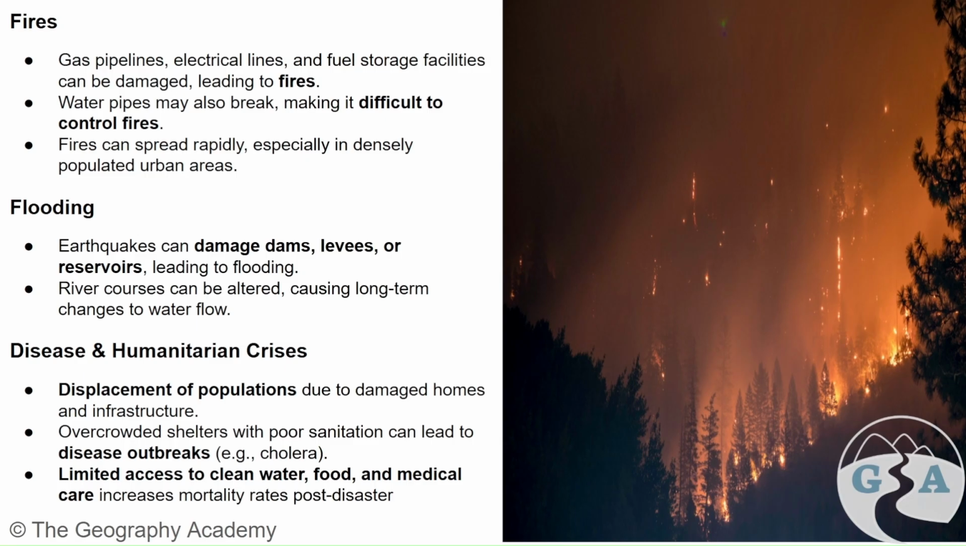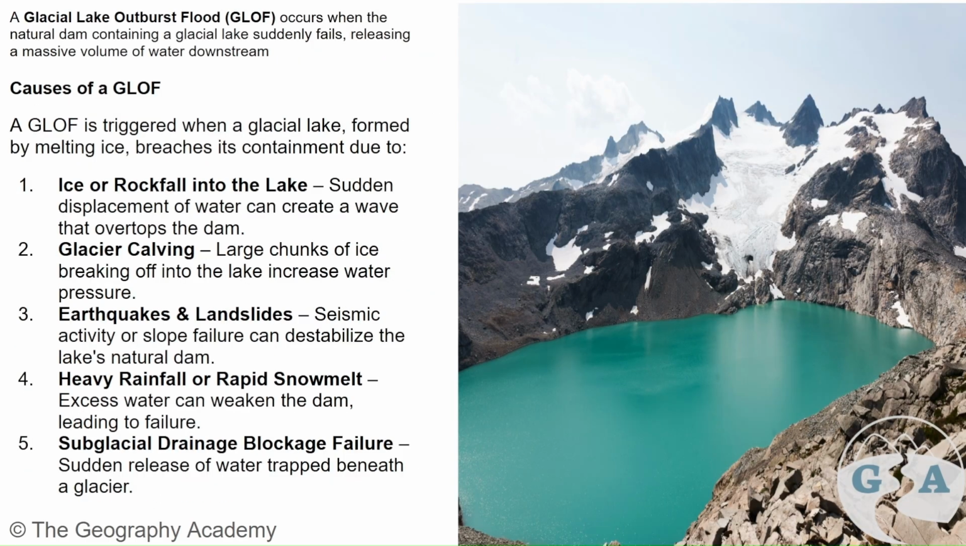Flooding can occur as well because we can destroy levees or walls and areas that hold back huge amounts of water. And we can also get glacier lakes as well, which we'll talk about soon. The disease spreading and humanitarian crisis is always an issue after these disasters. If you're going to have a large scale disaster, this can lead to the outbreak of cholera, for example, if there is contamination of the water source.